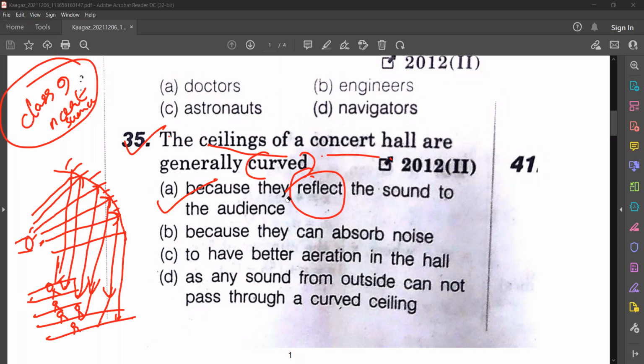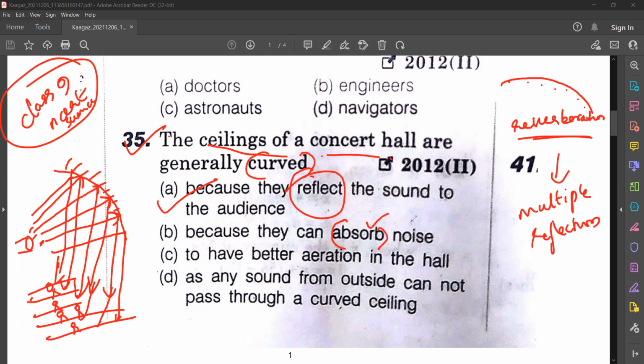Okay. Now coming to the next option C, they are saying that because they can absorb noise. Okay, that is not the answer to this question. See, usually in the auditoriums, the ceiling will be made of sound absorbing materials. For what? To prevent reverberation, that means multiple reflection of sound. To prevent multiple reflection of sound, the ceilings of the auditorium will be made of sound absorbing materials.